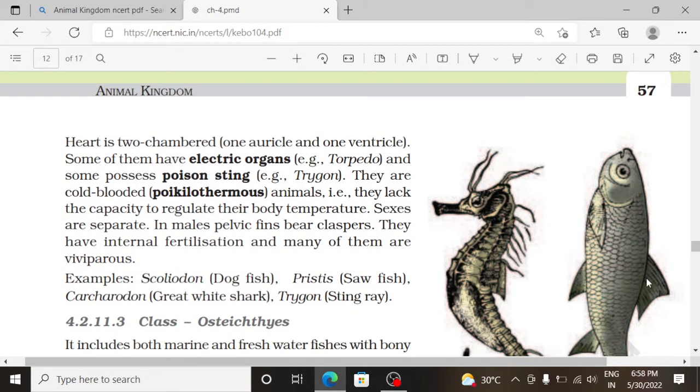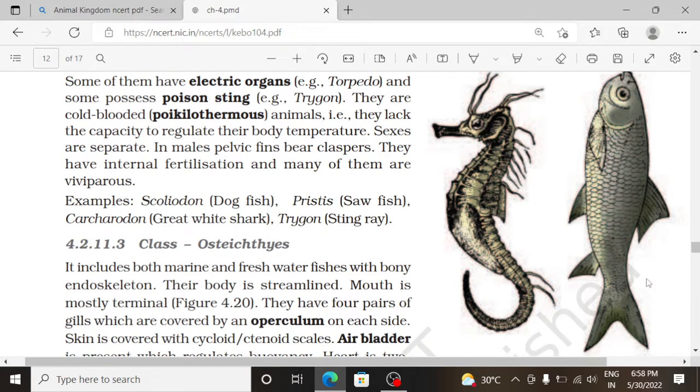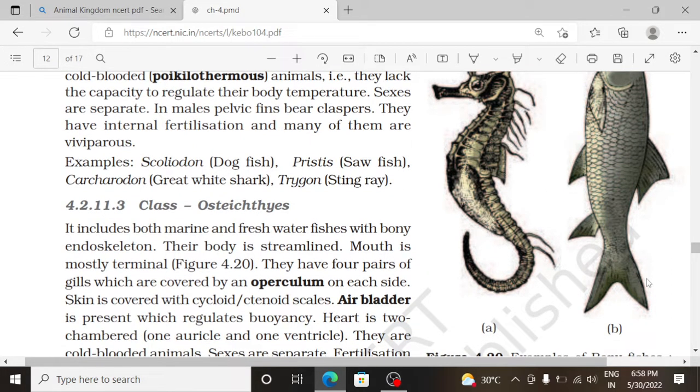And heart is two-chambered, one auricle and one ventricle. Some of them have electric organs, example torpedo, and some possess poison sting, example trygon. They are cold-blooded, which is called poikilothermous animals. That is, they lack the capacity to regulate their body temperature. Sexes are separate. In males, pelvic fins bear claspers. They have internal fertilization and many of them are viviparous. Examples are Scoliodon, dogfish, Pristis, sawfish, Carcharodon, great white shark, and Trygon, stingray.